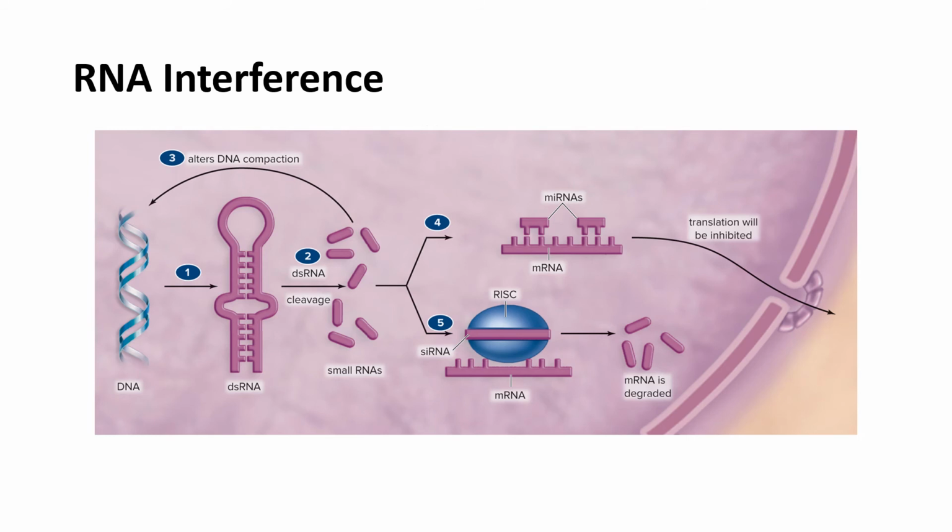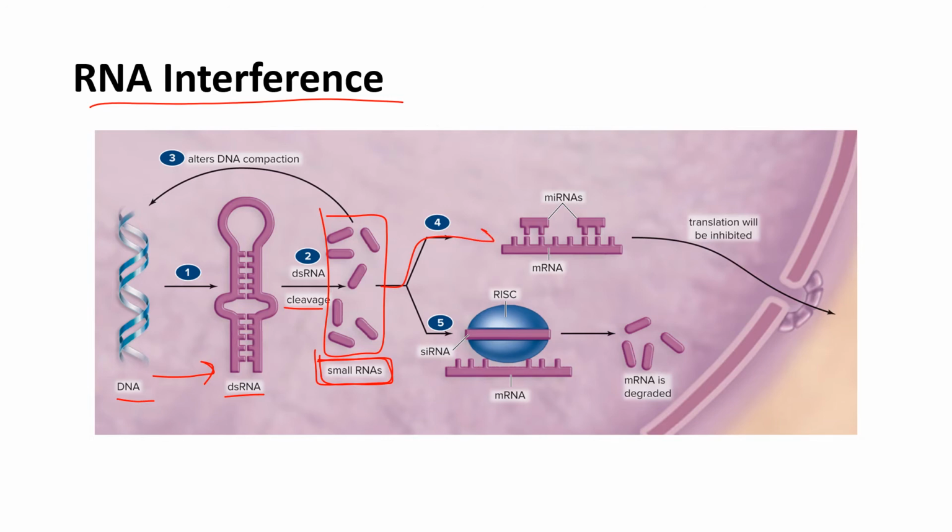Another example of post-transcriptional control in eukaryotic cells is RNA interference. RNA interference involves small segments of RNA preventing translation. An example of this is that DNA will be transcribed into an RNA molecule, and then that RNA molecule will be broken down to form these small RNA segments, the small RNAs. Those small RNAs can inhibit translation in two different ways.